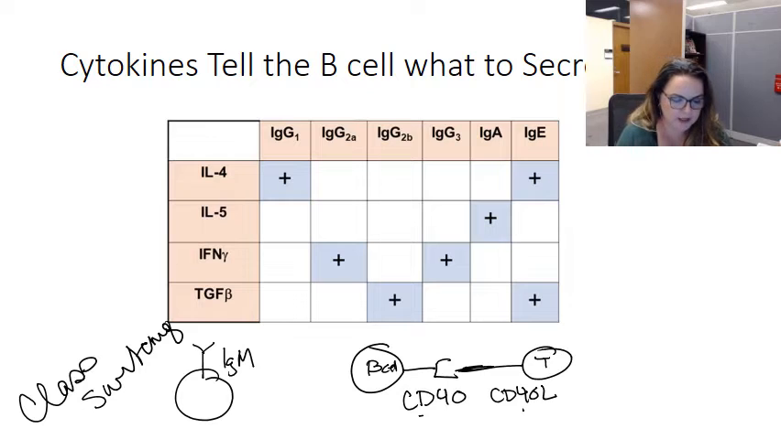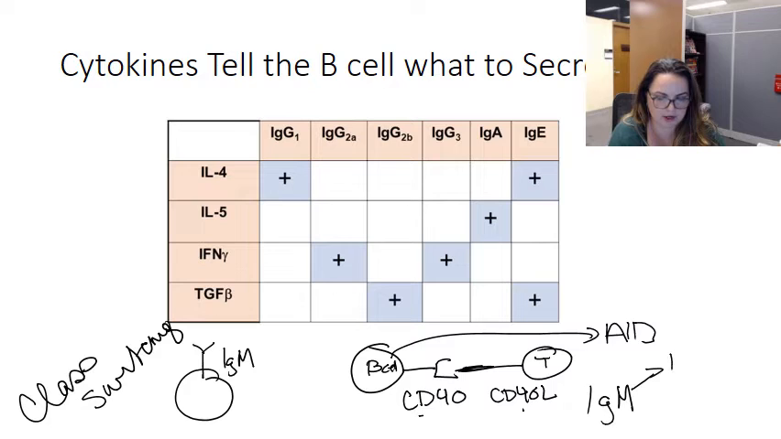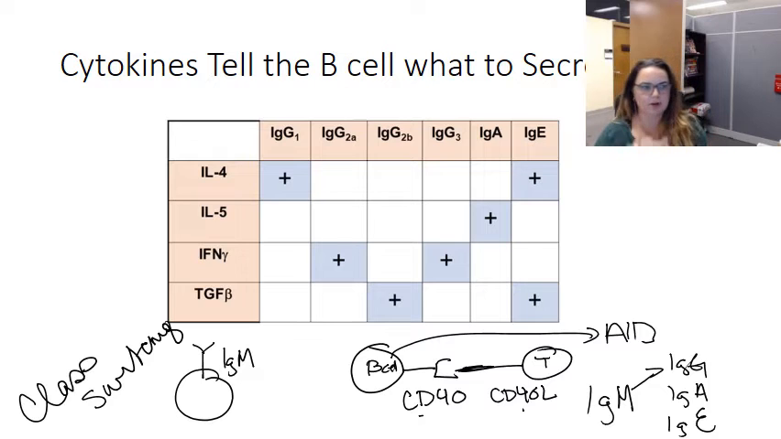CD40 ligand is going to turn on expression of AID, the enzyme in the B cell that actually makes cuts in the genome to allow for class switching. And class switching means we're going to go from IgM to either IgG, IgA, or IgE, okay? So I go through the process in the notes. The main thing I want you to know is that it's AID mediated and it doesn't happen without CD40 ligand interaction. Now, that's only part of it.